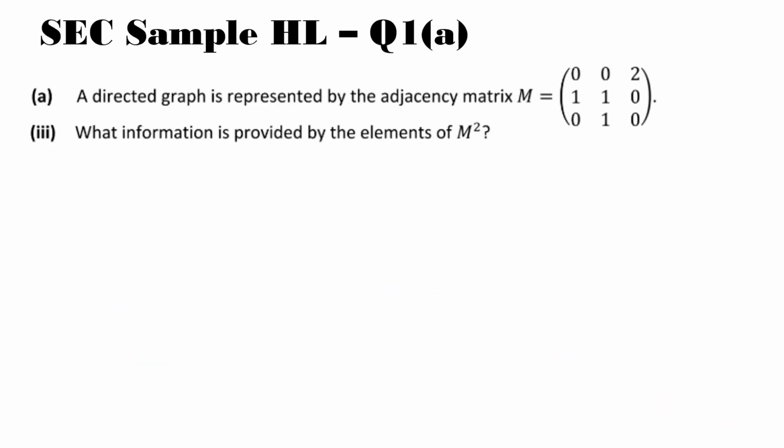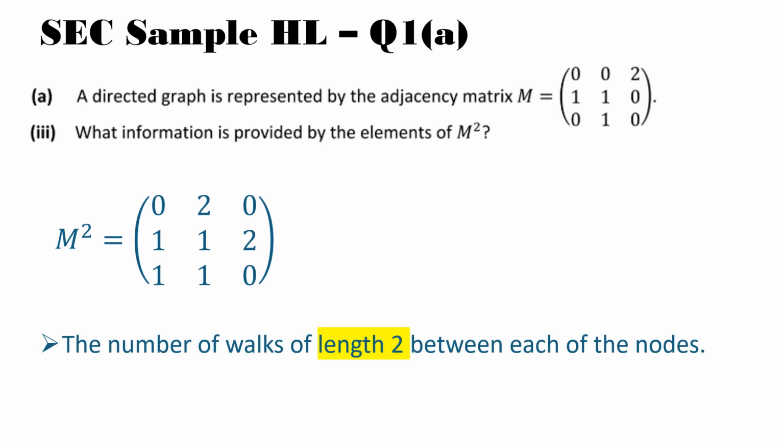So in the final part of this question, what information is provided by the elements of M squared? So this is our M squared that we've just worked out, and what we're trying to explain is, what does each number represent? And because it's M to the power of 2, we're talking about walks of length 2. So each number in this matrix gives us the number of walks of length 2 between two nodes. And it can even be between the same node, so A to A.